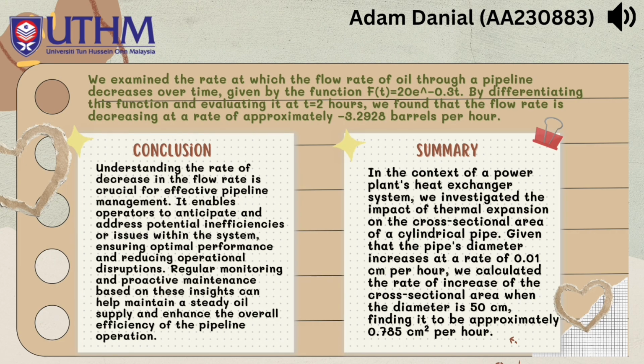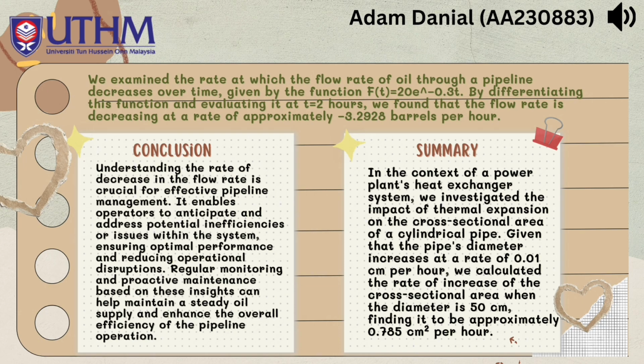Assalamualaikum warahmatullahi wabarakatuh. My name is Muhammad Adam Daniel Zamri bin Abdul Azim. My matrix number is AA2308883. Today I want to present the discussion of this slide. We examine the rate at which the flow rate of oil through a pipeline decreases over time, given by the function f(t) equal to 20 e to the power of negative 0.3t.